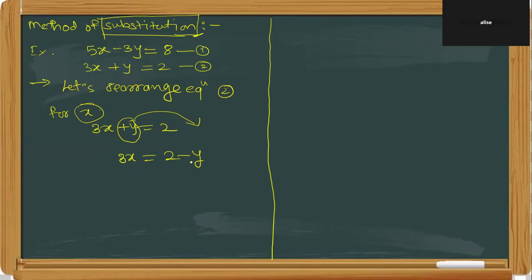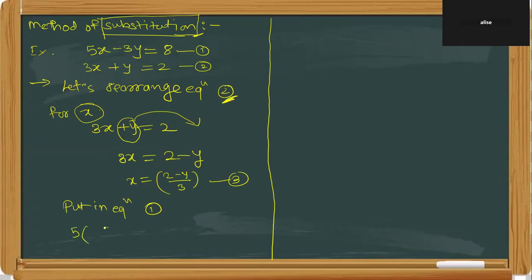Now 3x is this. Now x is what? Divide both sides by 3. 2 minus y divided by 3. So this is the value of x that we have got. Mark this as equation 3. Now put this value in the first equation, as we have rearranged equation second. So put it in the first equation.